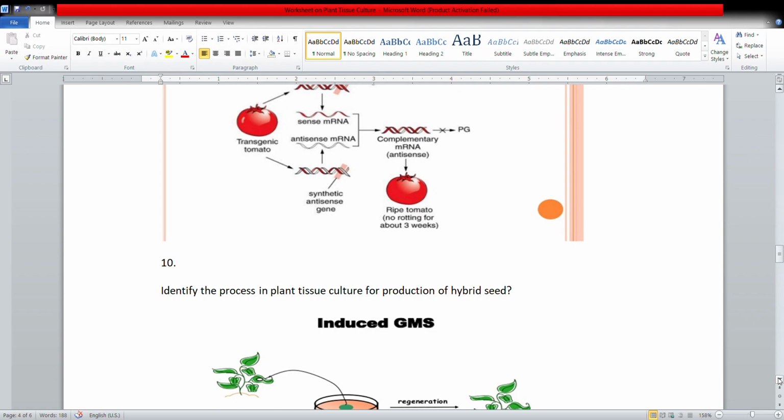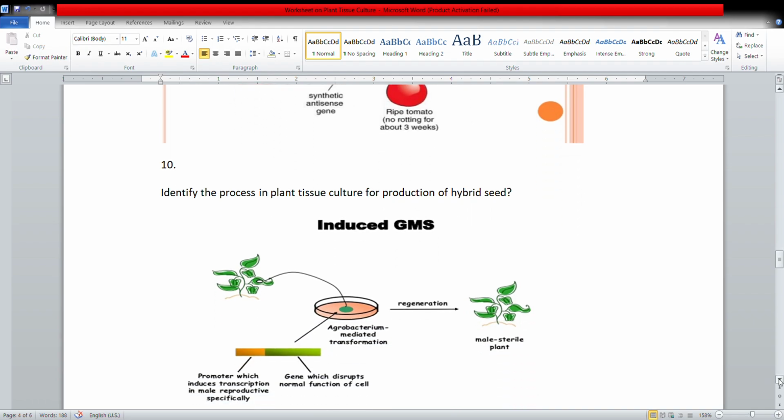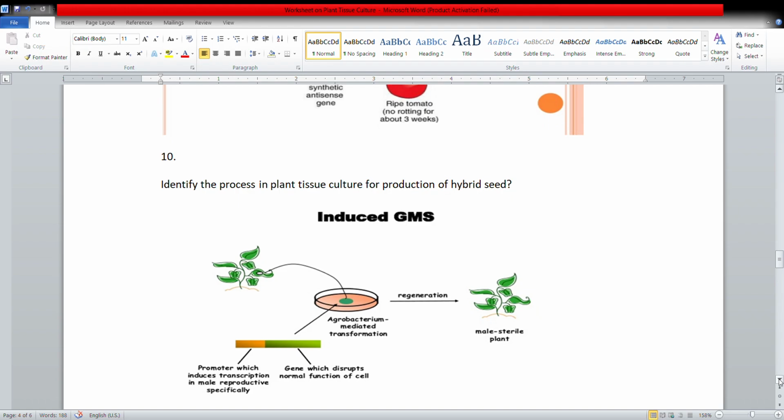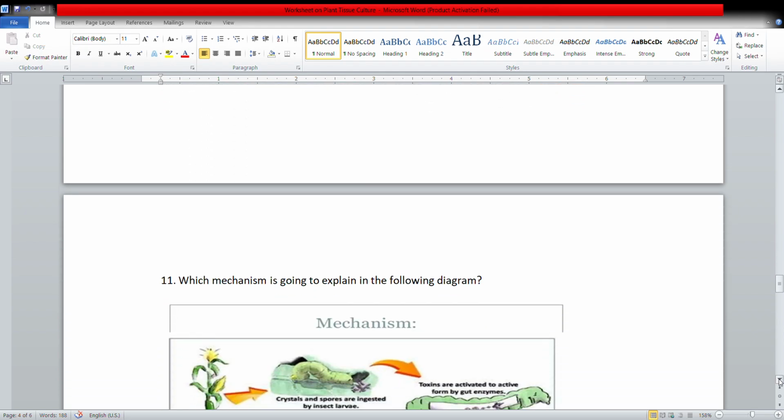Next, identify the process in plant tissue culture for the production of hybrid seed. You know, regeneration, promoter with induced transcription in male reproductive tissue, specifically a gene which disrupts the normal function of the gene. Agrobacterium mediated gene transfer technique. So here is the BARNASE barstar system that induces the creation of genetic male sterile plants, that is female plants. Okay.